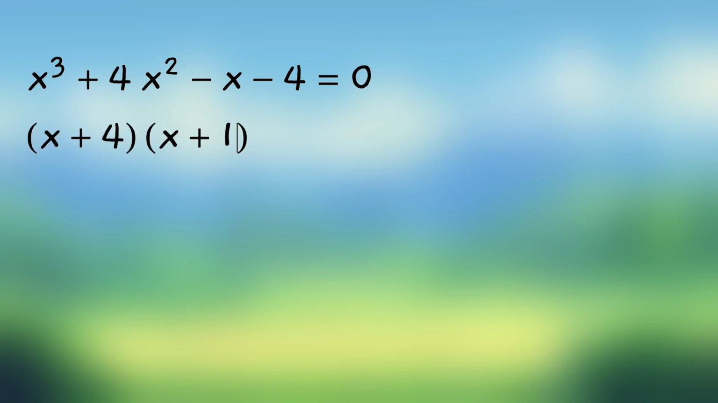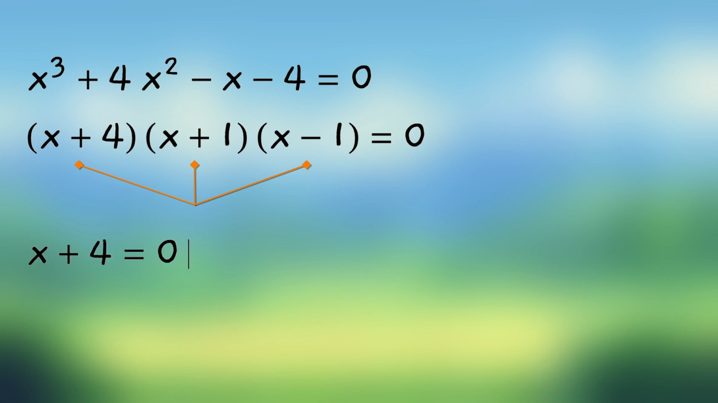Let's see another example. Let's return to the other polynomial that we factored earlier, and that is x cubed plus 4x squared minus x minus 4 equals 0. So here we have an equation, and we factored the polynomial on the left-hand side as x plus 4 times x plus 1 times x minus 1. So in this equation, we have a product of three factors on the left-hand side. Not two, we have three factors: x plus 4, x plus 1, x minus 1.